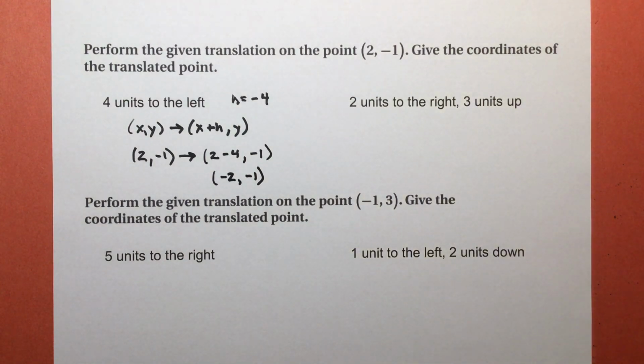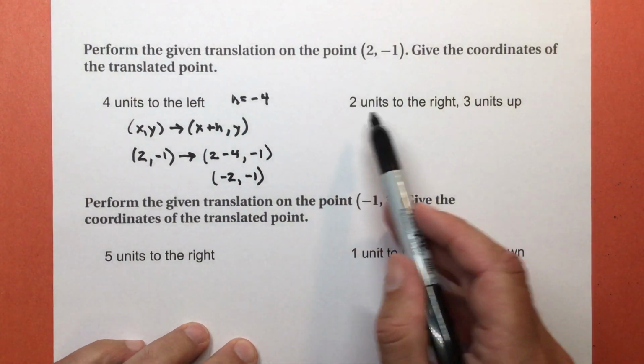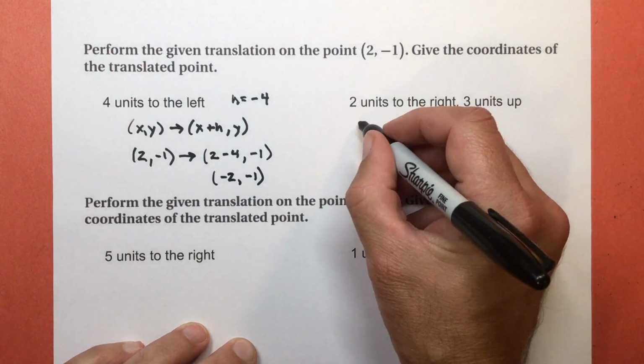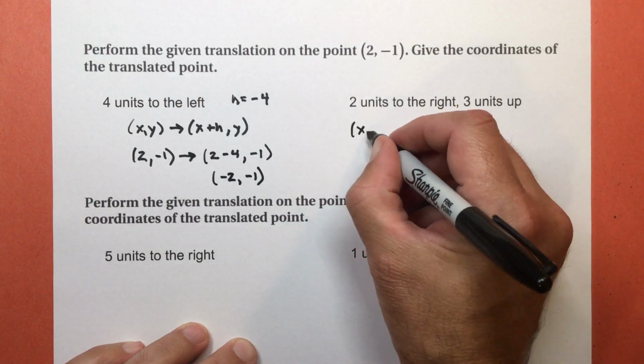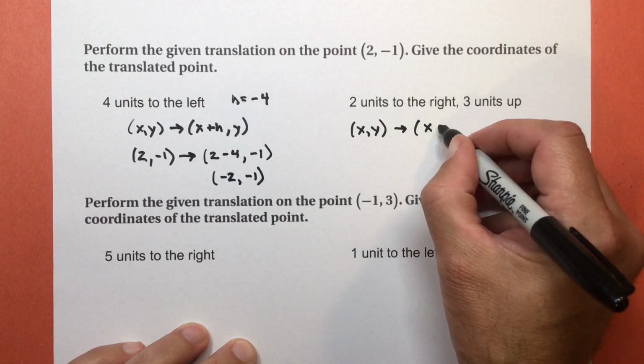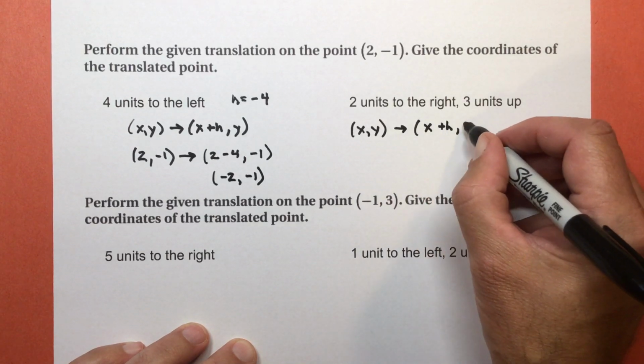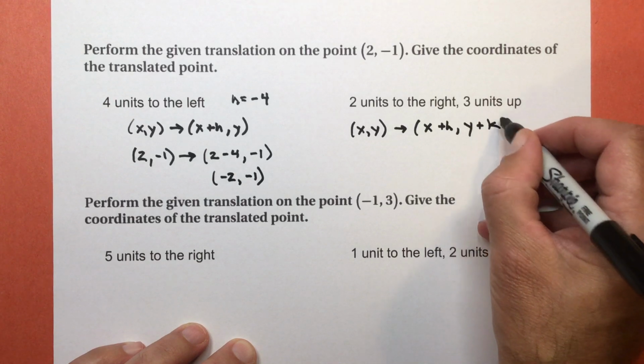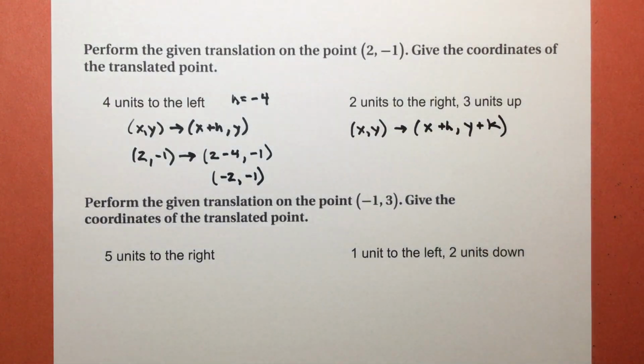For the second part of that, I'm going to go 2 units to the right and 3 units up. So my original point is going to be x, y. It's going to get shifted. I'm going to add h to the x, and I'm going to add k to the y. Now you're probably wondering, what do h and k mean? What do they stand for? That's a great question. Sometimes the letters that we use do stand for things. They make things a little bit easier. But in this case, they really don't.